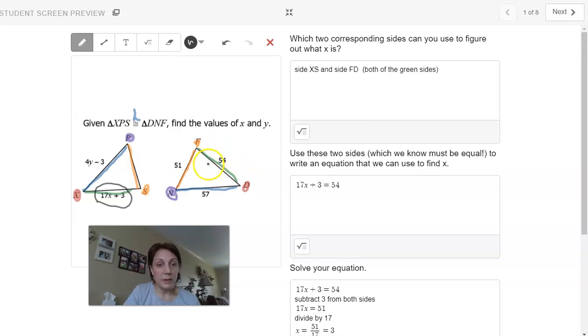So this green side was 54. Guess what? If you do your DCMCS and you come up with an x value, if we had gotten anything other than 54 for this side, we'd be in trouble, because they told us from the start that side XS has to match side DF. We knew that from the start. We could tell that from the congruency marks on the sides. So before we did any equations, we could have said, well, listen, I don't know what x is, but I know this has to be 54, because these two sides have to match.